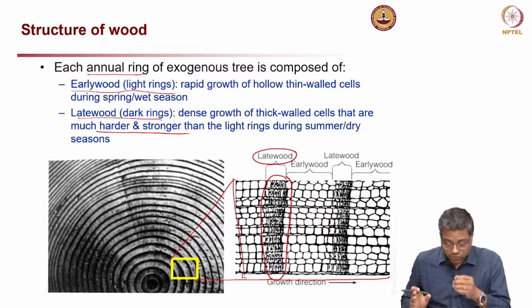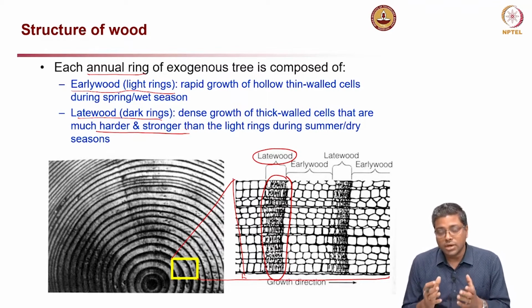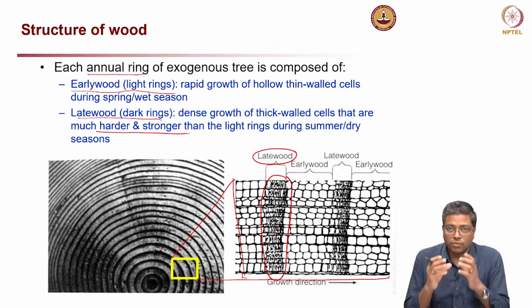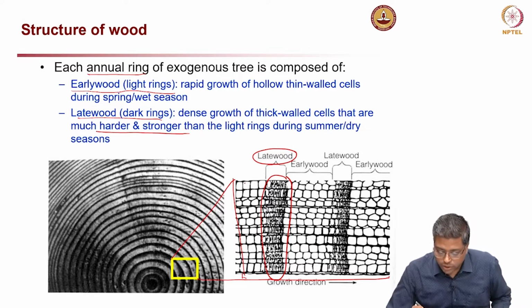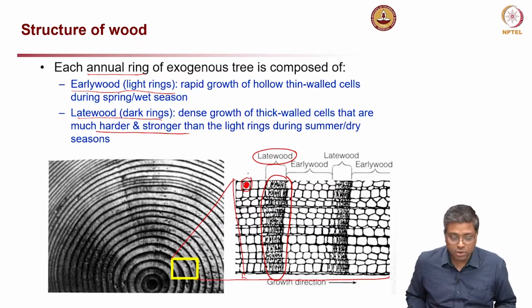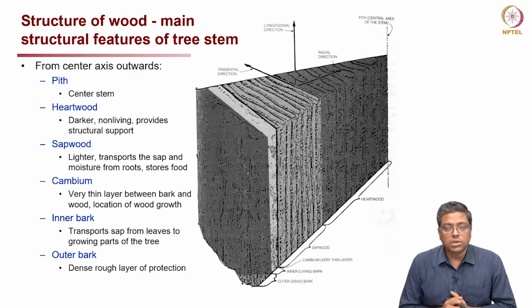Okay, and then the reason for the strength, because you have thick wall, the wall thickness plays a major role, and the size of the cavities also plays a major role. If I look at here, this is the cavity I am drawing on the picture here. This is the cavity, and this is the wall thickness which I am talking about, or the wall. Now, structure of the wood, main structural features of a tree.